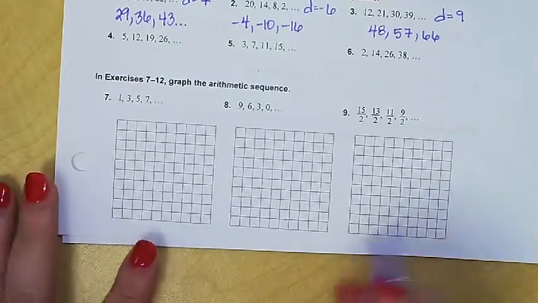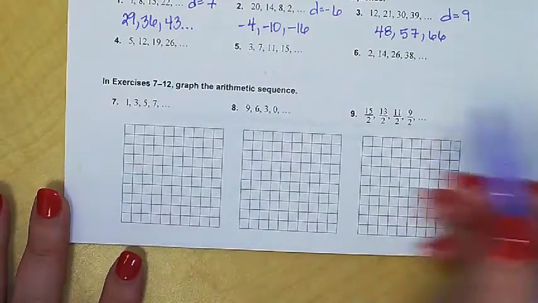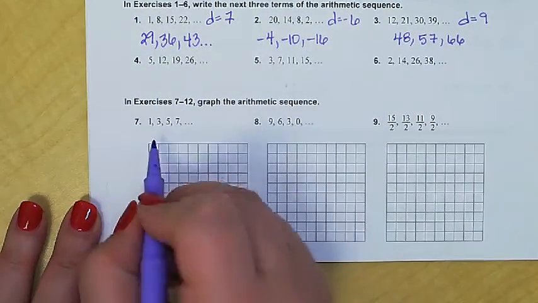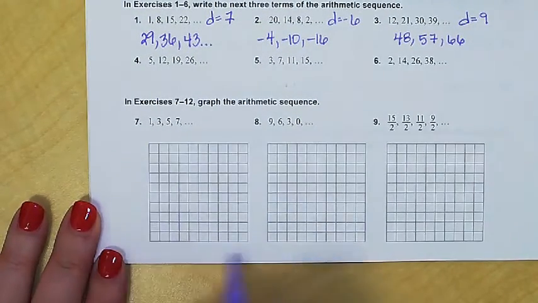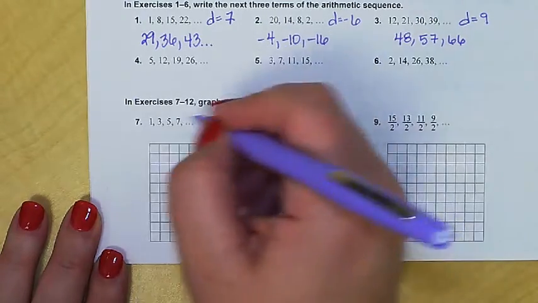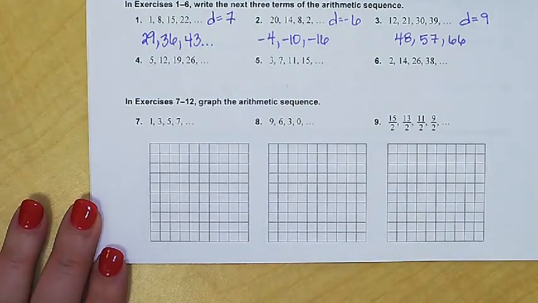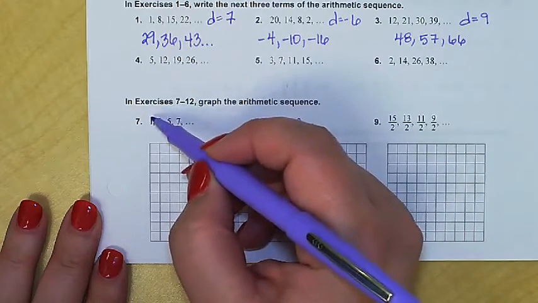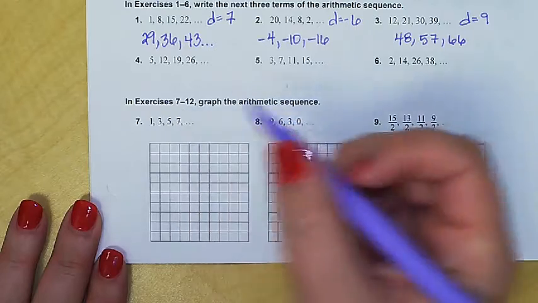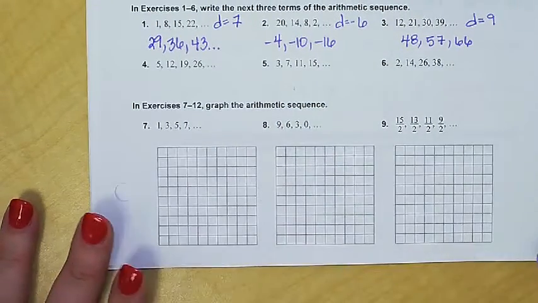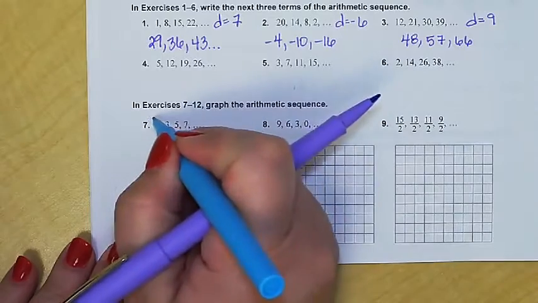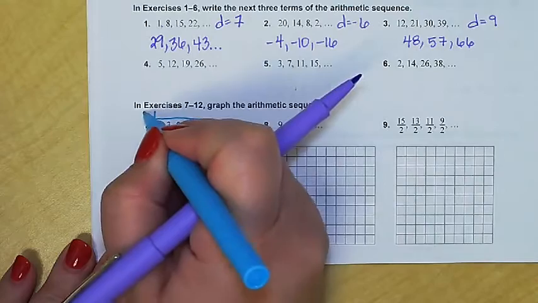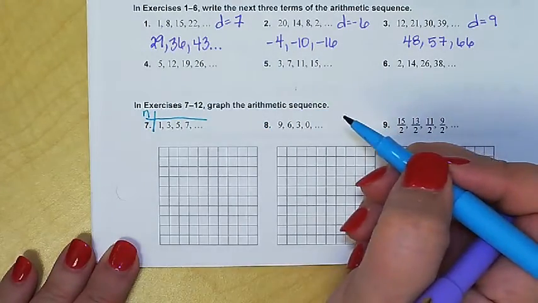Okay, so let's practice a little bit of graphing. So on 7 through 12, we want to graph the arithmetic sequence. This is really not very different than the other graphing you have done this year, but you might be asking yourself, well, how am I going to graph on an XY coordinate grid if I only have one list, right? Good question.